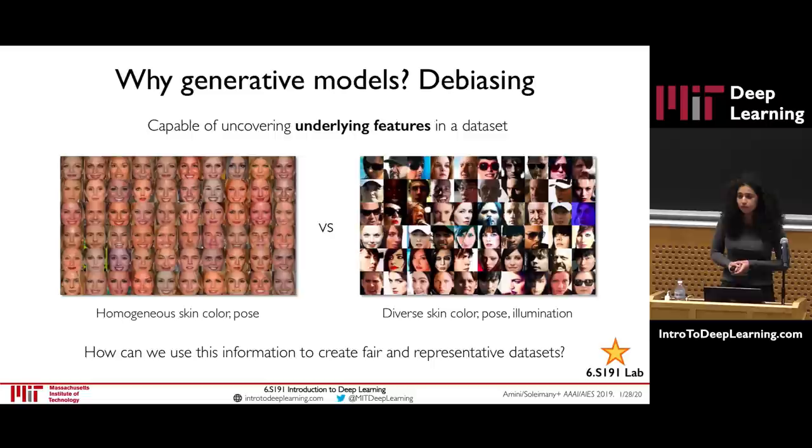Today, and in the lab as well, we'll see how we can use generative models to learn these underlying features and uncover the over- and underrepresented parts of the data, and use this information to create fairer, more representative data sets to train an unbiased classification model.